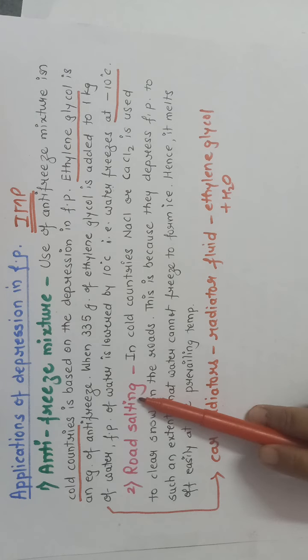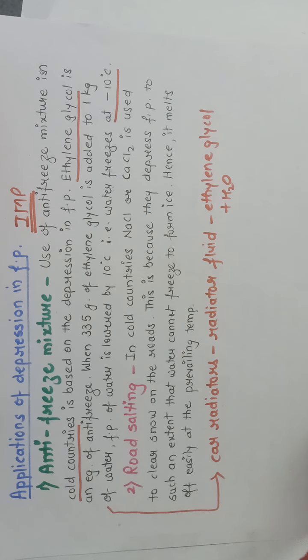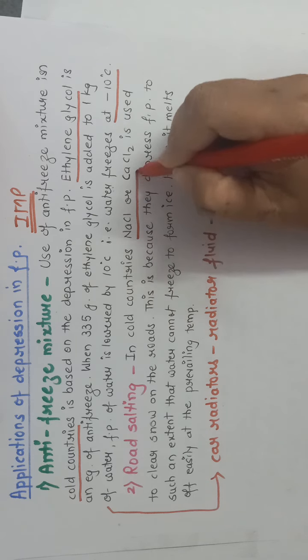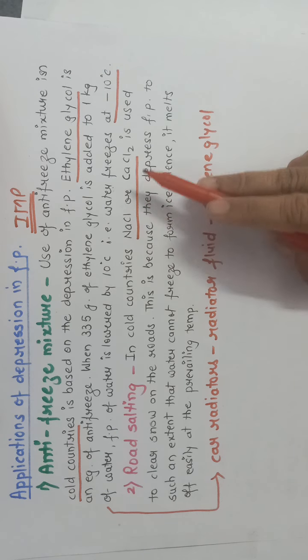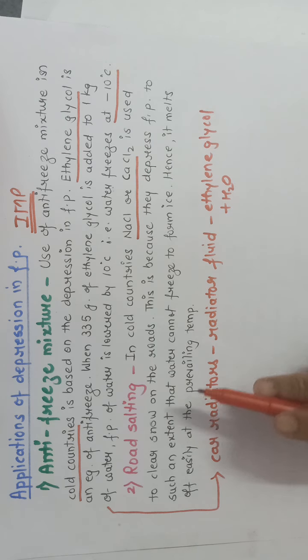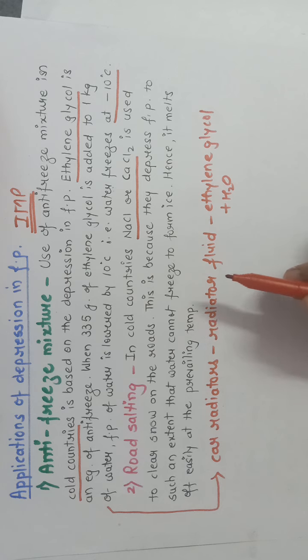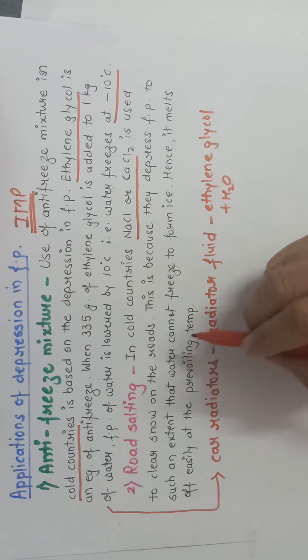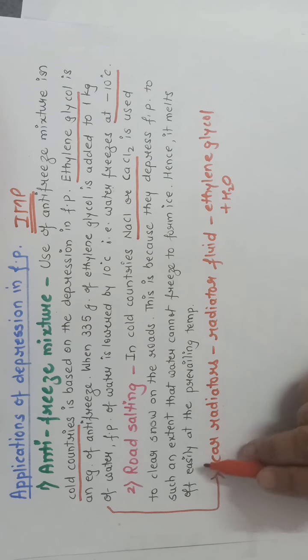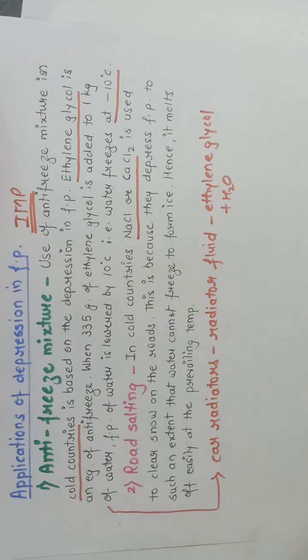Second is road salting. Again, in the hilly areas, when there is heavy snowfall, the roads get blocked, and therefore it is very necessary to clear the snow on the roads. Now how is the snow cleared on the roads? By using sodium chloride or calcium chloride. These act as a non-volatile solute, and they bring the depression in the freezing point of water to such an extent that water cannot freeze easily to form ice, and therefore it helps in clearing the roads.